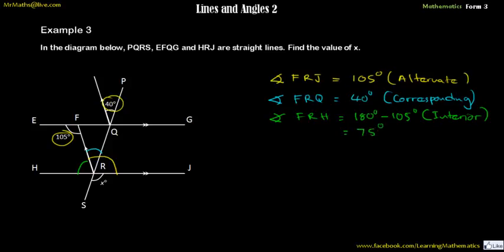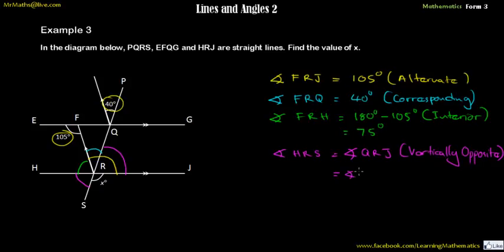And now, what about angle HRS? HRS is equal to angle QRJ. QRJ is this one because they are vertically opposite angles. But QRJ is equal to angle FRJ minus angle FRQ, which is equal to 105 minus 40 degrees, which is 65 degrees.